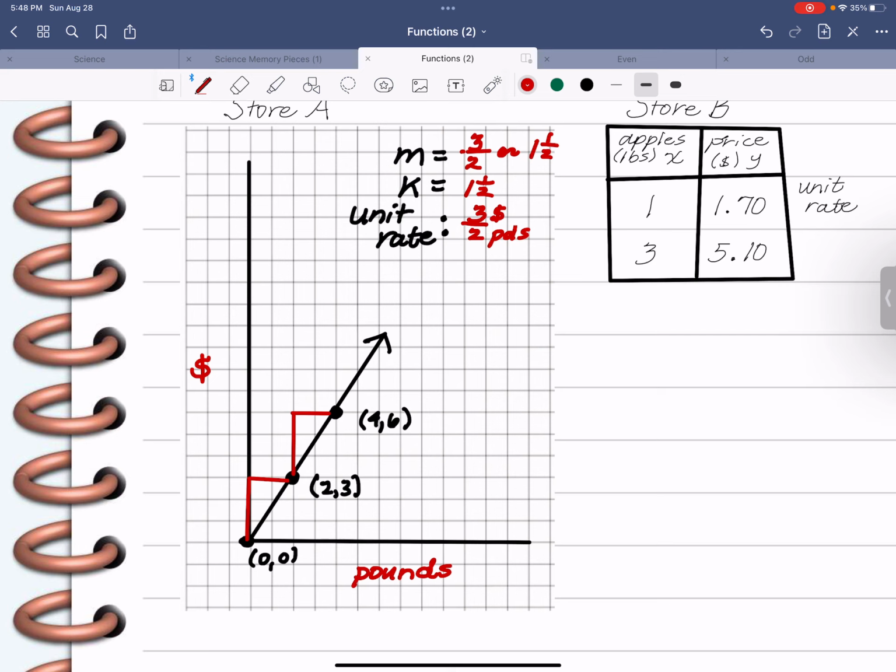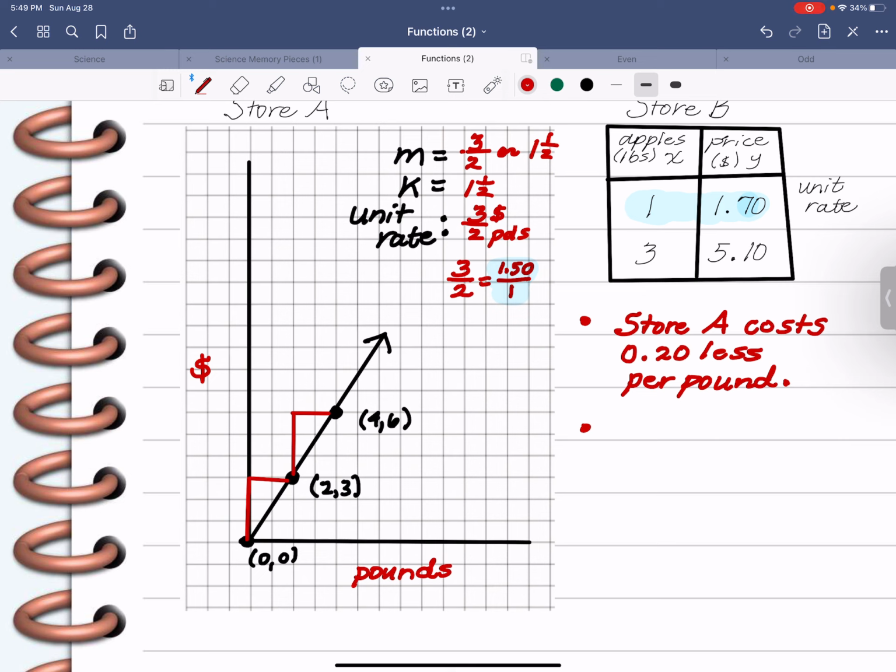Well, if the unit rate is 3 to 2, that means that a single pound would be $1.50. A single pound at store A is $1.50. A single pound at store B is $1.70. So I can already tell you that store A costs less. I can even tell you that it's 20 cents less per pound. That's the answer to the first question.